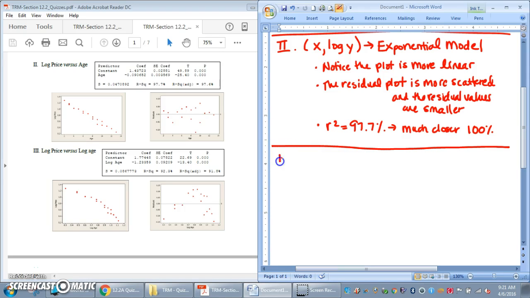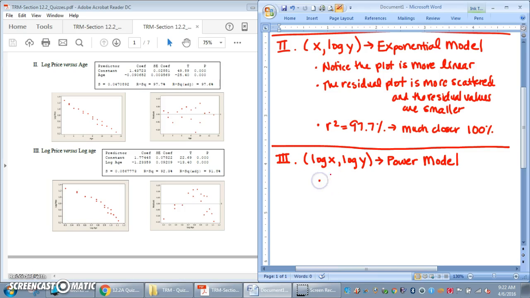In our third plot, notice what they tell you: log of price versus log of age. So now they're taking the log of both the x values and the log of the y values. When you take the log of both, you are analyzing a power model, and so it has some sort of exponent to it.